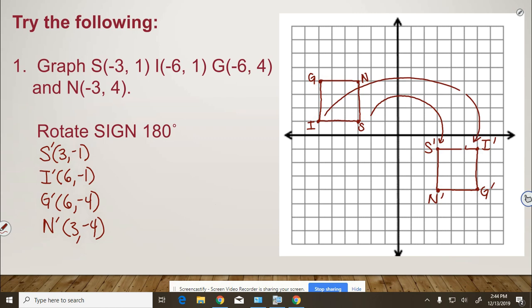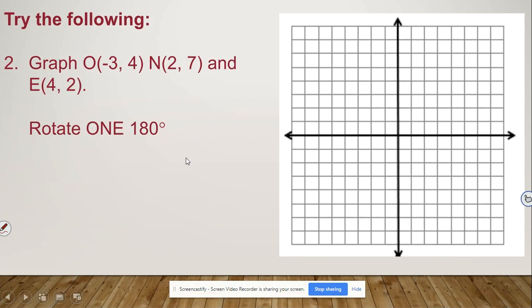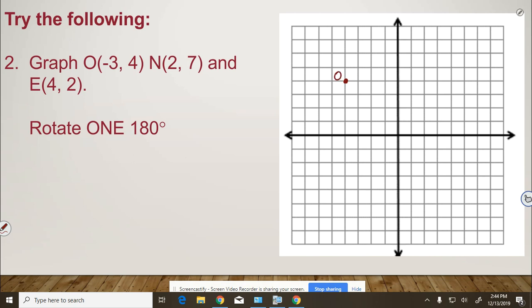All right, let's take a look at our next example. In number 2, again, we have O, N, and E. So we're going to start with O at negative 3, 4. So left 3, up 4. N is at 2, 7. So that's right 2 and up 7. And E is at 4, 2. So that's right 4 and up 2. So we get this scalene triangle. It's called scalene because we have three sides of different lengths.